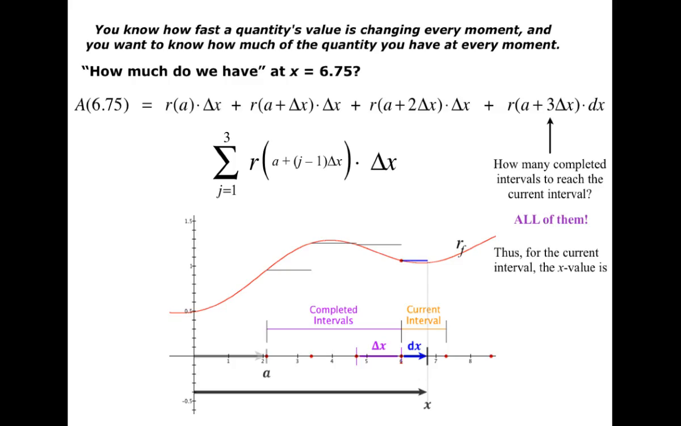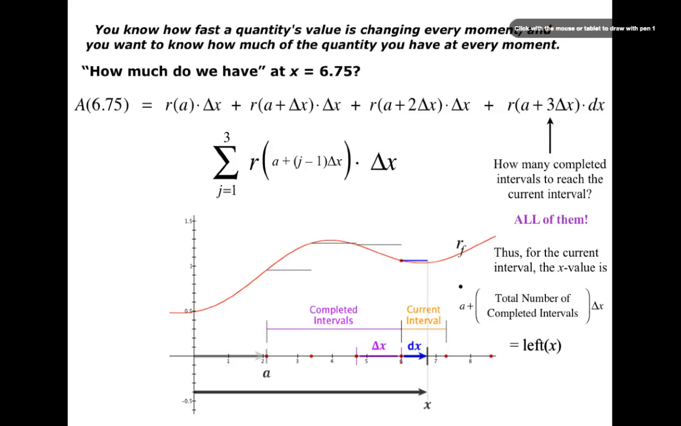And so thus, for the current interval, the x value to get the rate is going to be a plus the total number of completed intervals times delta x. That's what we're going to plug into R to get the rate for this current interval. So the x value at the left side of the current interval is going to be a plus the total number of completed intervals times delta x. Should make perfect sense. To get to the left side of the current interval, you traverse across all the completed intervals. And so we're going to add a plus that total distance, which is the total number of completed intervals times delta x. And so this whole thing, we're going to make a function out of that to make our life easier.